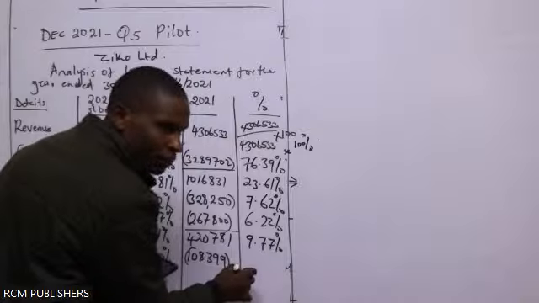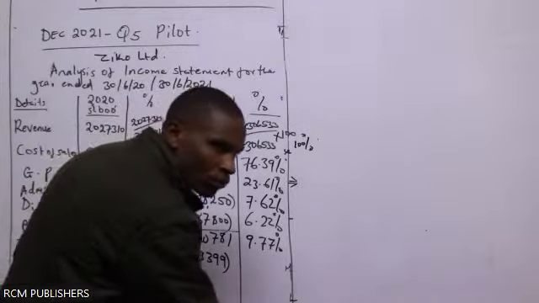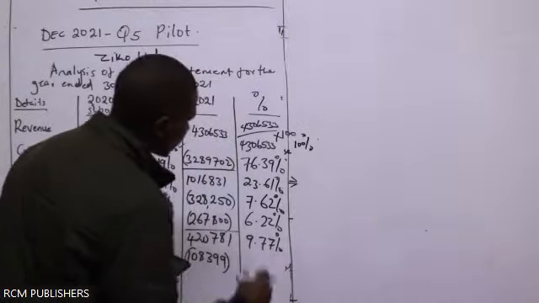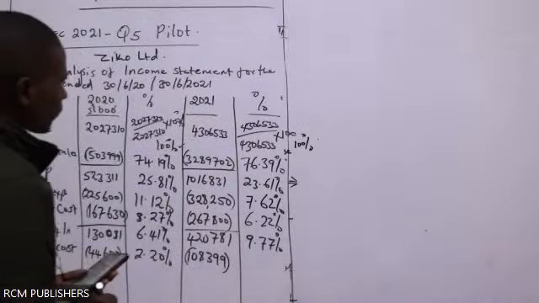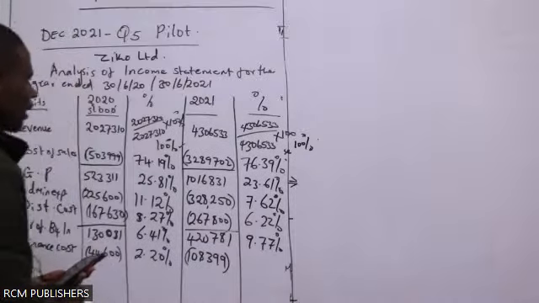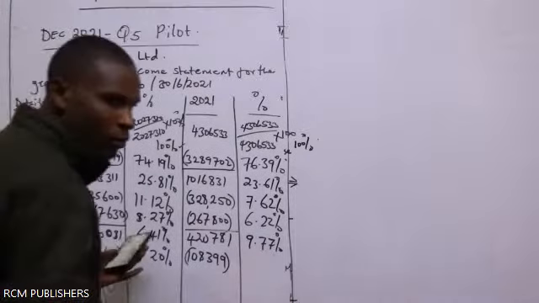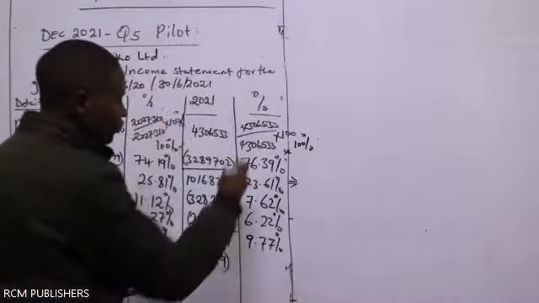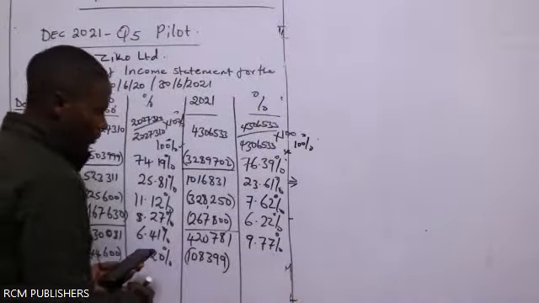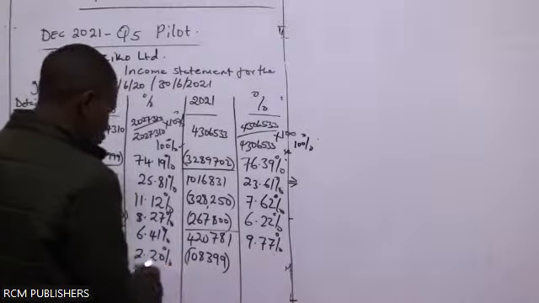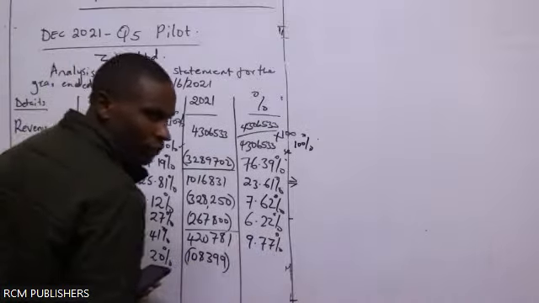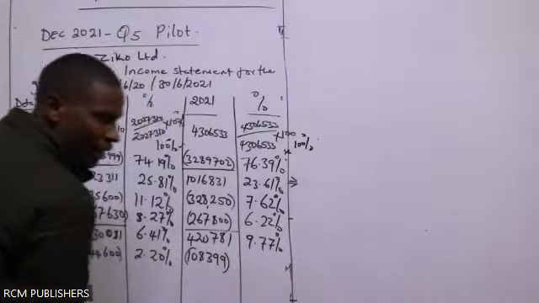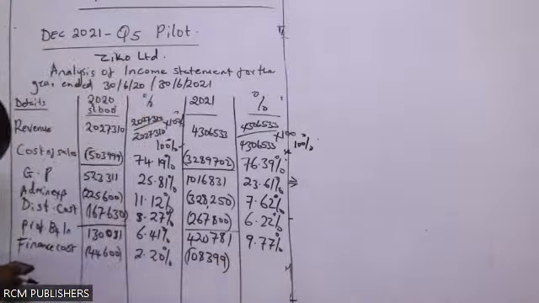The other one, can we round off instead of decimals? No, it is good to put the decimal, but you can as well put it in one decimal place. One decimal place is also okay, Dorothy. Is that okay? Maybe 2.2. One decimal place is okay. Alright. What about the finance cost for 2021? How much is it?